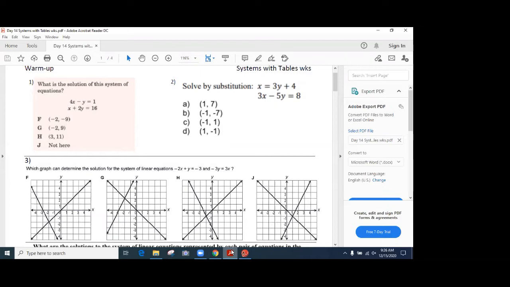Does anybody else need a pencil? There you go. Anybody else need a pencil? We're good. All right.